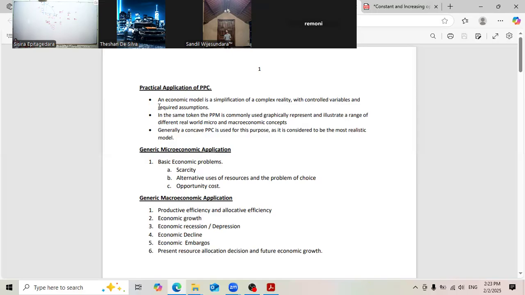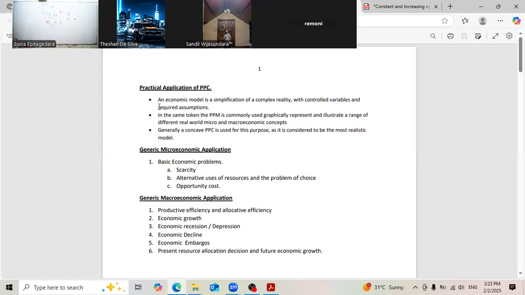Why do we have a model called PPC, Lamai? The reason is, remember, we can explain some complicated economic concepts using the PPC curve very easily. Is that clear? So that is the main advantage of making a production possibility curve.